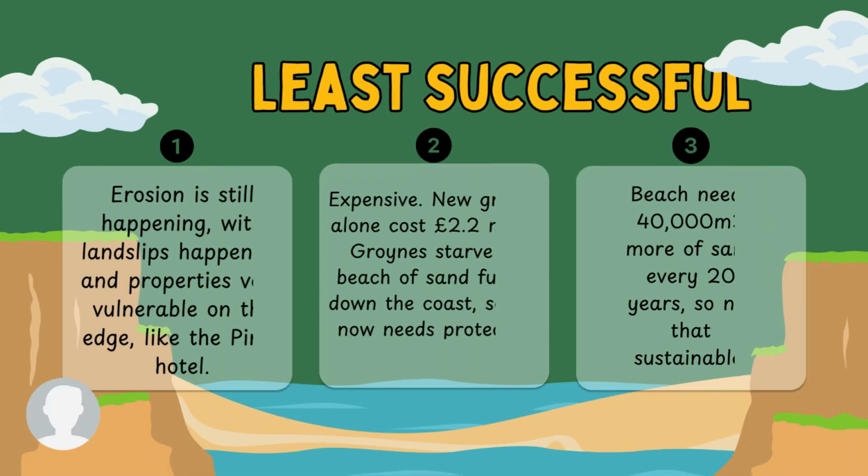The coastal management strategy has not been successful along the Dorset coast because erosion is still happening, with landslips happening and properties are becoming very vulnerable along the edge, for example, the Pines Hotel.